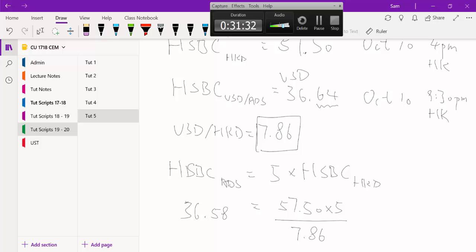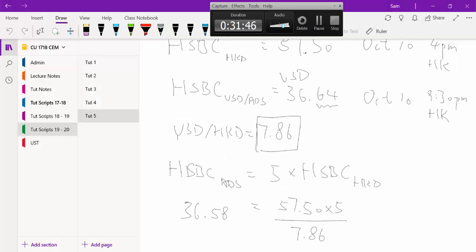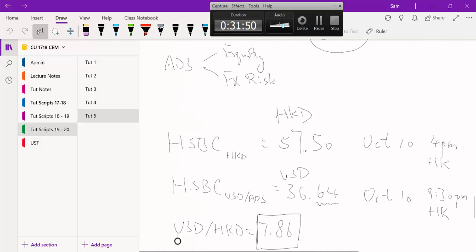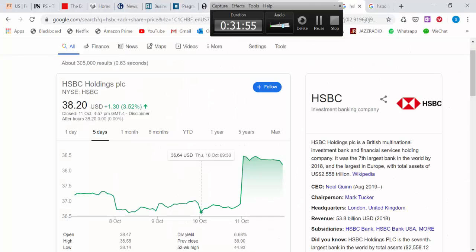Do you understand? So the point here is the ADS program by itself does not actually create any new shares. All the shares actually came from somewhere else. So in the case of Selfridges, they would have come from London. In the case of this HSBC ADR, they would have come from Hong Kong. And you can see the relationship between the two.